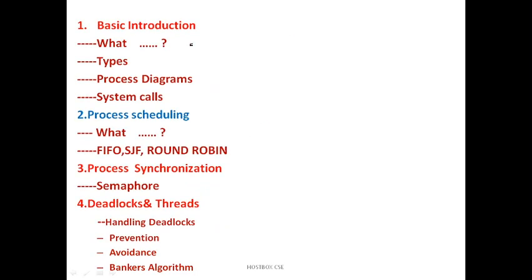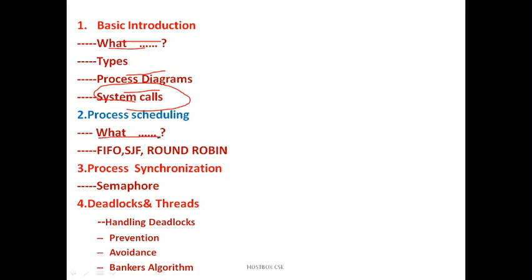First, basic introduction. Here we are going to discuss what is meant by operating system and the types of operating system like batch operating system, real time operating system, multitasking, multi user, and all the differences, and the process diagram. What is meant by process? What is a thread, and what are the process states available in the operating system, and so on. And we will see the system calls. Let's see everything clearly in the upcoming sessions.